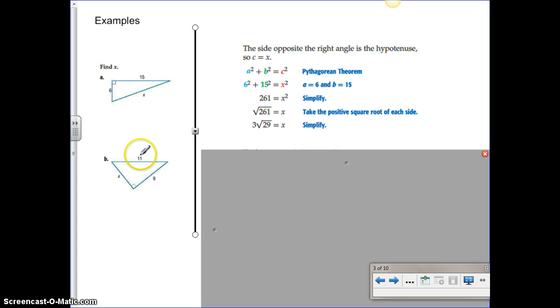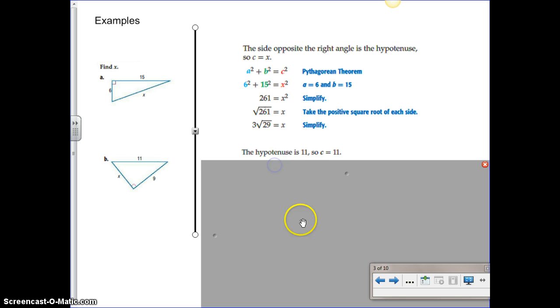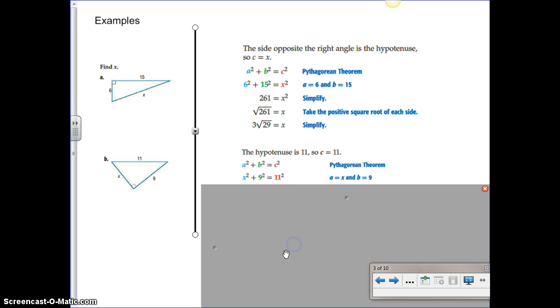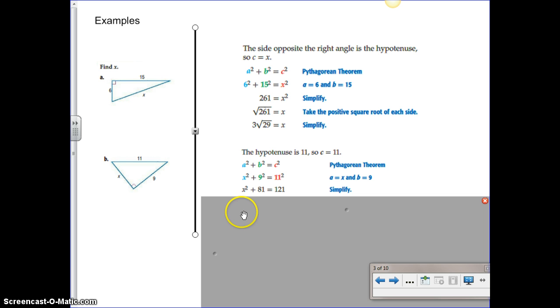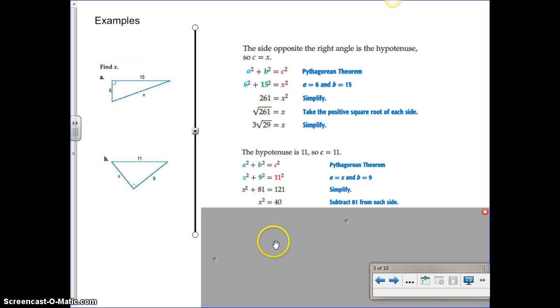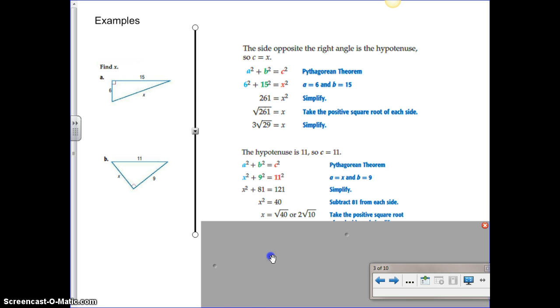For the next problem, we are given the hypotenuse, c squared, and we're trying to find a squared. When we set up our equation, we're going to use x as a squared. So x squared plus 9 squared is equal to 11 squared. Simplifying further, we get x squared plus 81 equals 121. Subtract 81 from both sides, and we get x squared is equal to 40. Square root both sides. x is equal to the square root of 40, or we can reduce it to 2 square root of 10.